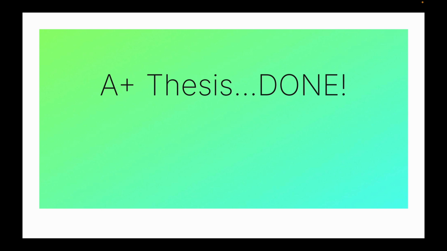Ta-da! You now have an A+ thesis because you have all four aspects, the title and author, the topic, the argument, and the subtopics all wrapped up into one fantastic sentence that is guaranteed to get you an A+, or at least start you on the path of writing an A+ paper.